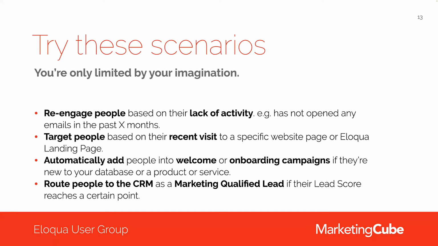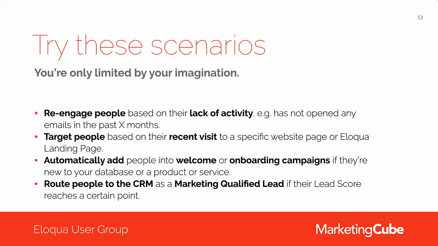So the trigger could be, for instance, that they've not opened any emails within the past X number of months. Now, your filter would want to be clever enough to probably say, have they been sent X number and not opened X number? We want to make sure that's clear.